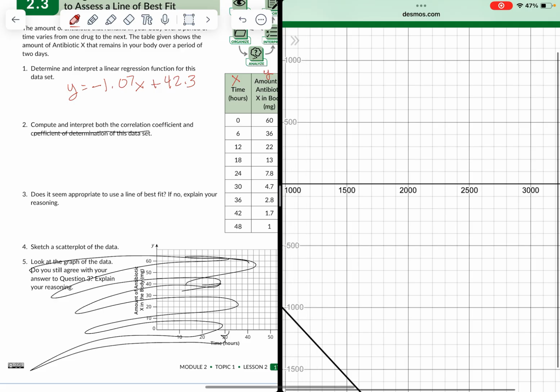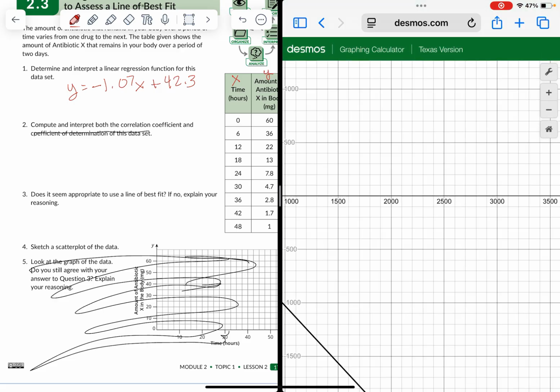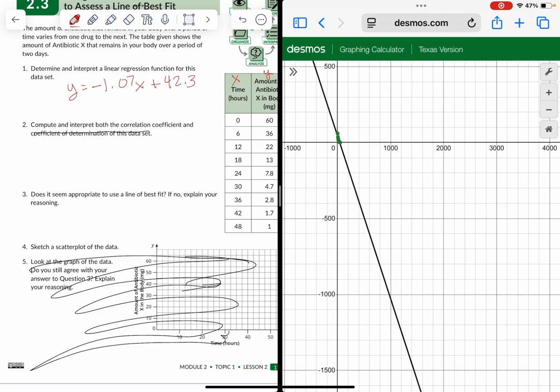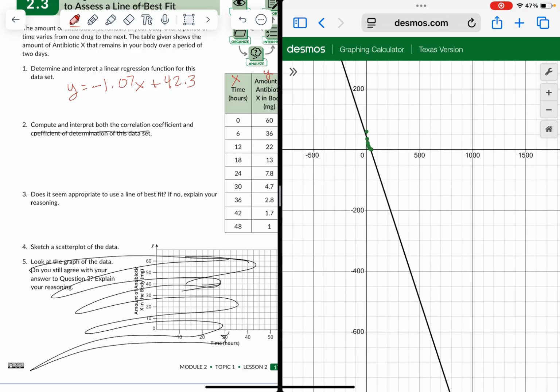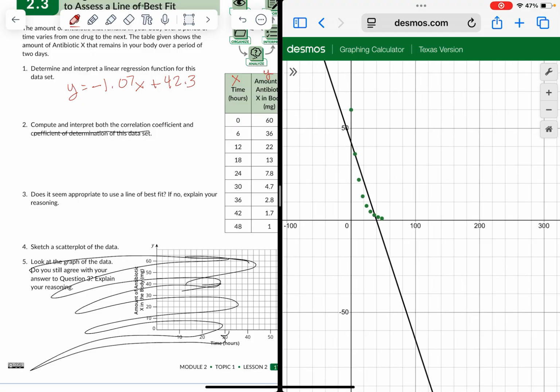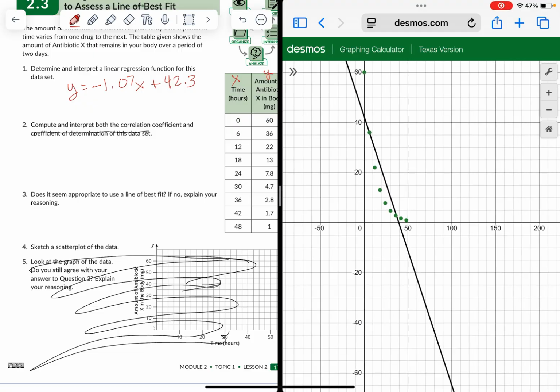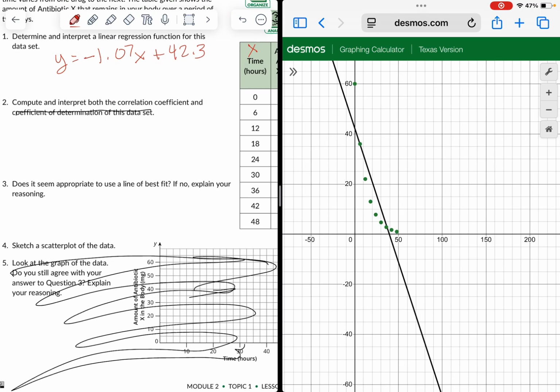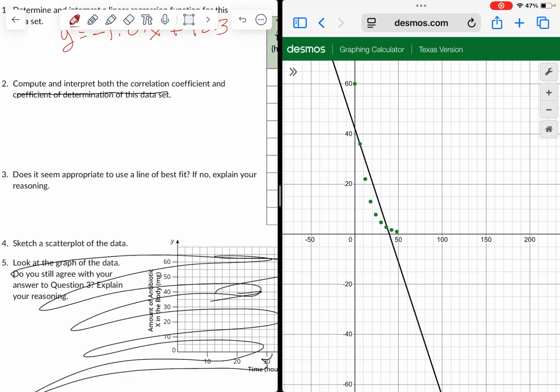Do you see how we have a negative slope? Let me zoom out a little bit. See how it's going down? Zoom in. And it looks like I do have a lot of points clustered around a line. It almost looks like a curve. So I really think this is probably an exponential function, but we're just going to pretend like it's linear. It's going downhill. So is it appropriate to use a line of best fit? That depends. It looks like it's a reasonable predictor, but really and truly, this looks like this is probably exponential.